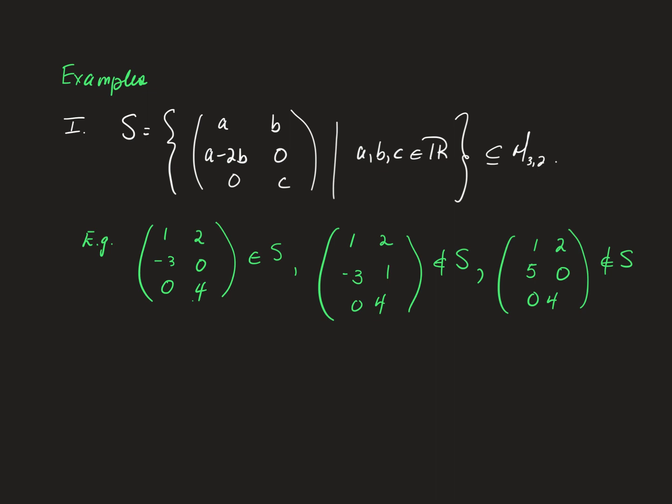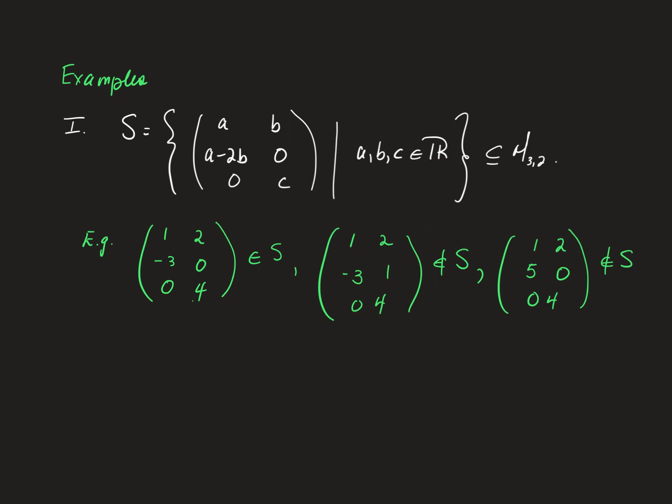So I've gone ahead and written down a few examples. This one does belong to S because I need these two components to be 0. This one can be anything, but this one has to be 1 minus 2 times 2, which is 1 minus 4, which is minus 3.